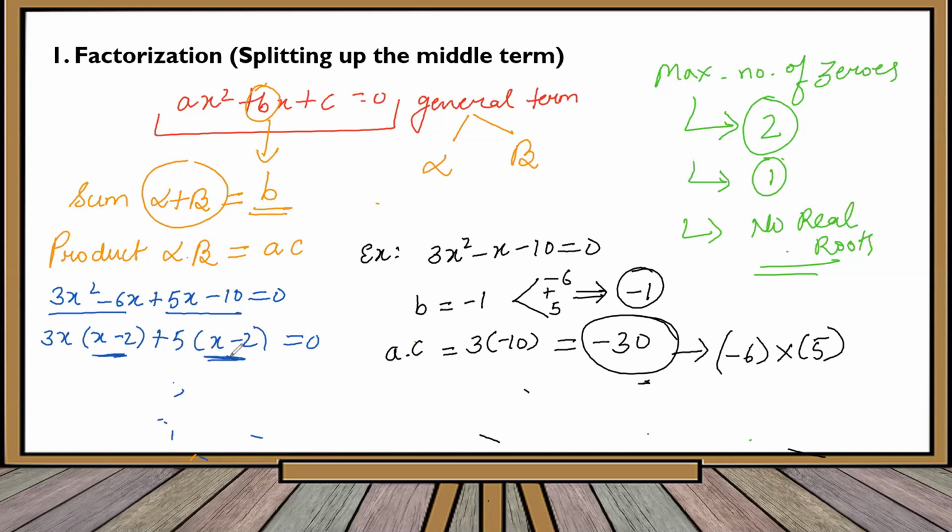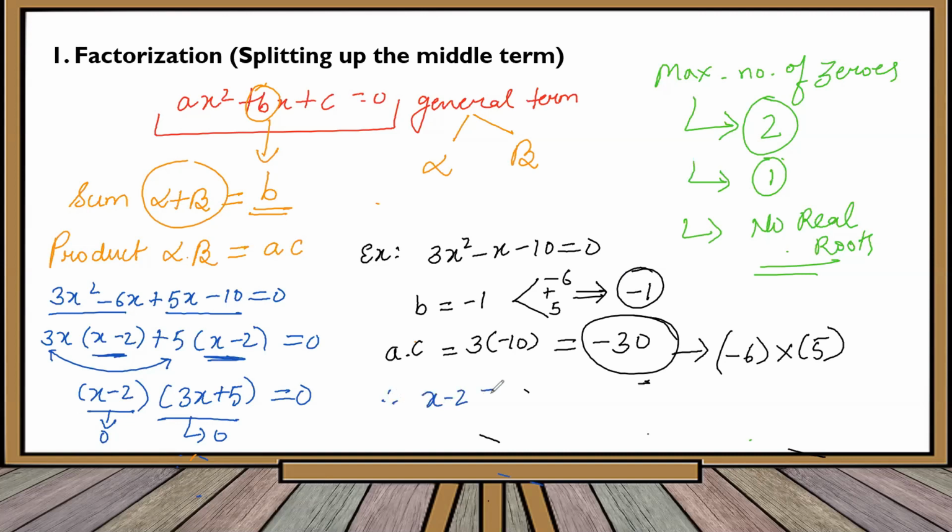X minus 2 is the same term. Let's take the same term outside and put these two together: x minus 2 into 3x plus 5 equal to 0. There are two brackets whose product is equal to 0. So either this bracket is equal to 0 or this one is equal to 0. Therefore, we can write x minus 2 equal to 0 or 3x plus 5 equal to 0, right?